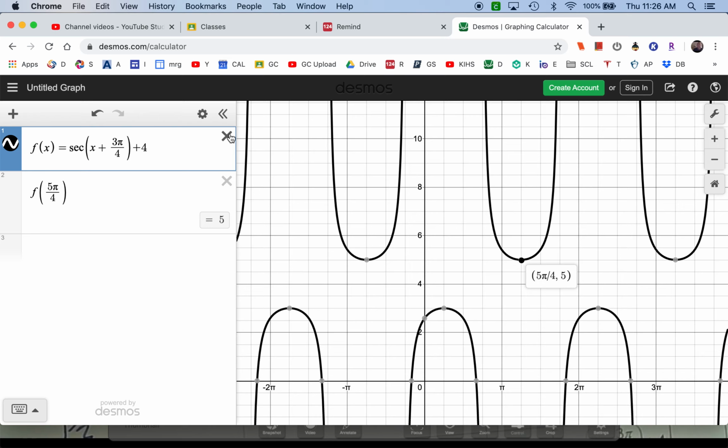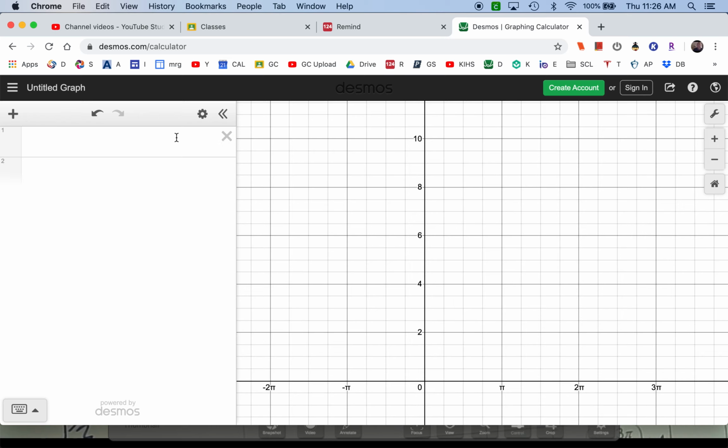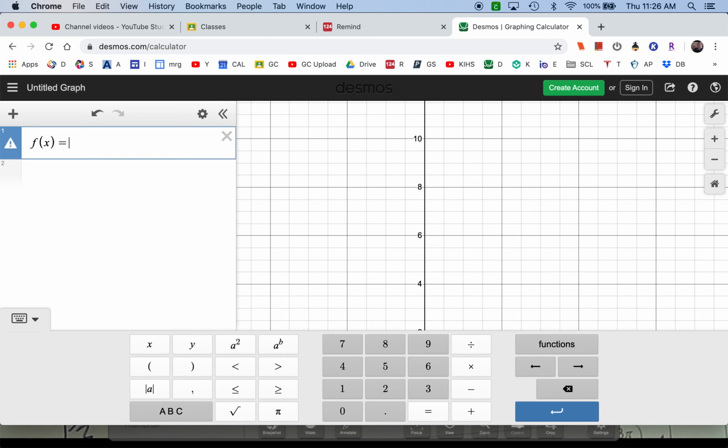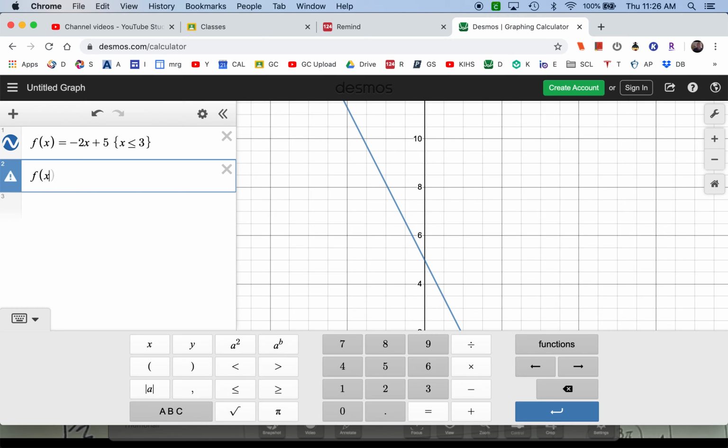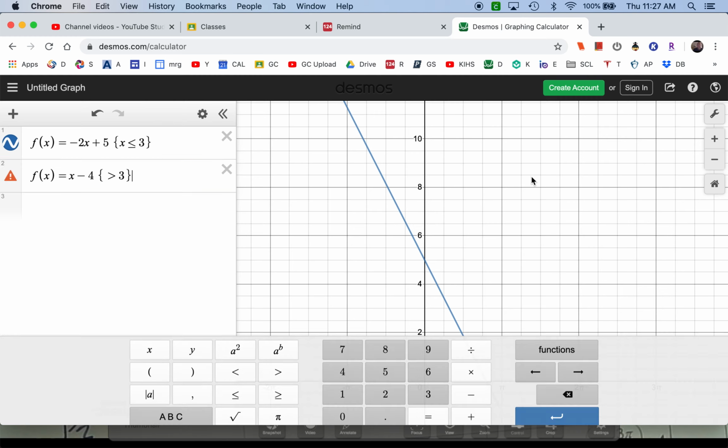All right, let's type in piecewise. I think it's good practice anyway. So I'm going to type in f of x equals, and the top piece is negative 2x plus 5. But it's only valid when x is less than or equal to 3. So this is how you type it in to do a domain restriction for Desmos. Then I'm going to write down f of x equals x minus 4. But again, I'm going to press space, fancy parentheses, and it's when it's greater than 3. Close it. So here's my graph and what it looks like.